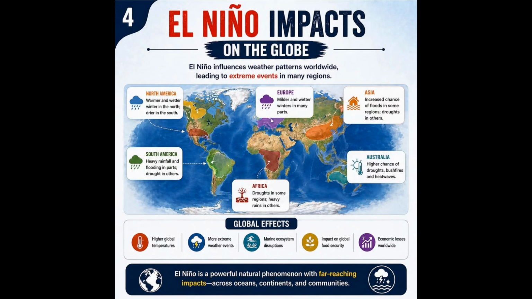Global effects. Higher global temperatures. More extreme weather events. Marine ecosystem disruptions. Impact on global food security. Economic losses worldwide. El Nino is a powerful natural phenomenon with far-reaching impacts across oceans, continents, and communities.